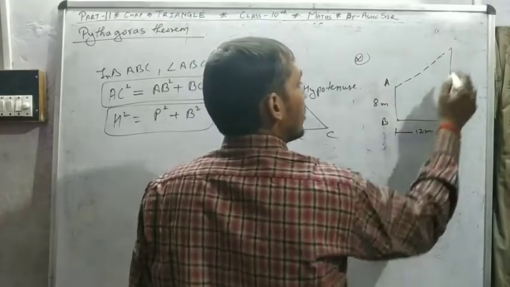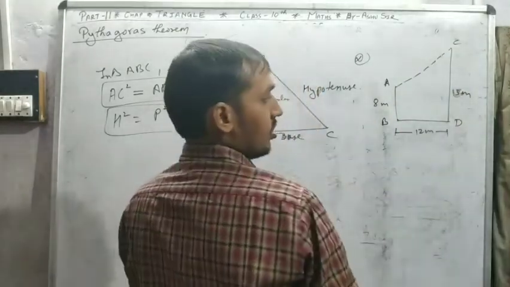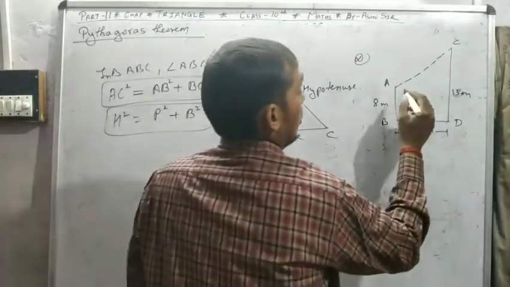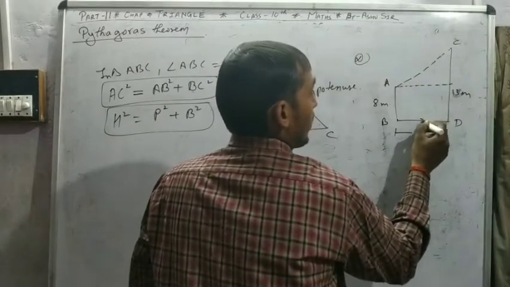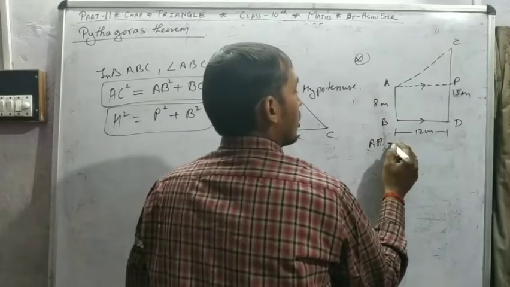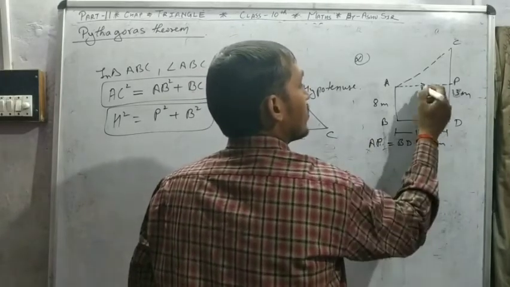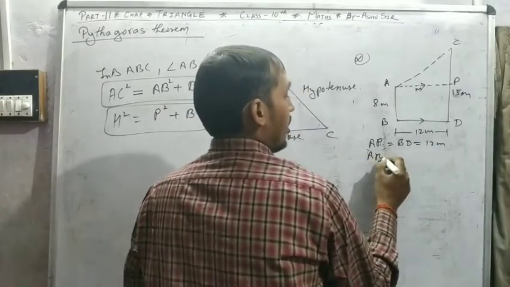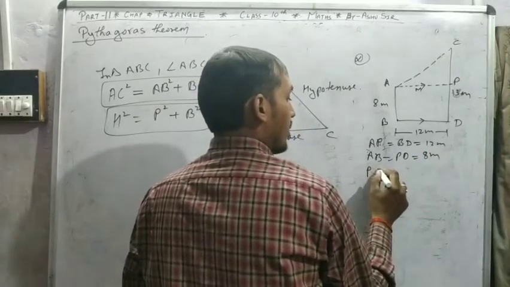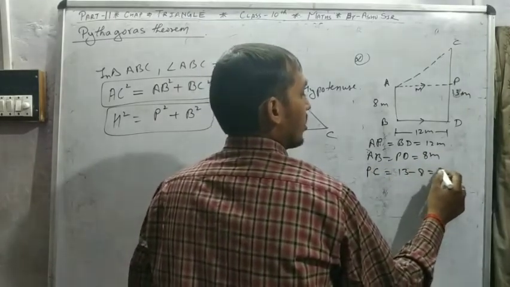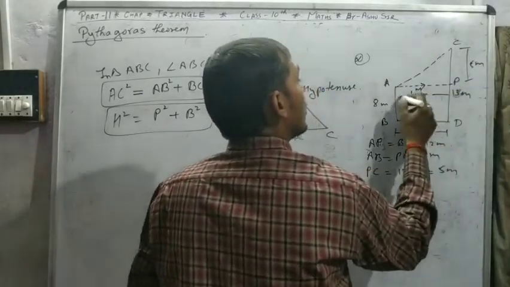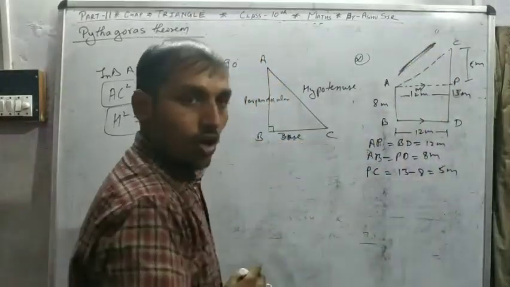Suppose the first tower is AB, the second tower CD. This question is very important for the basic students who take basic mathematics in class 10. We'll draw a line parallel to the base, suppose AP. So AP is equal to BD, 12 meter, and AB is equal to PD, that is 8 meter. So what about PC? That is 13 minus 8, 5 meter. So this is 5 meter, this is 12 meter.